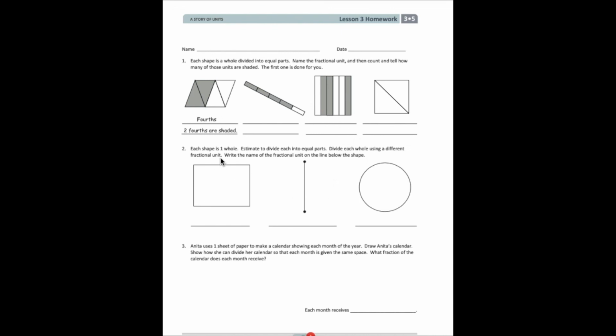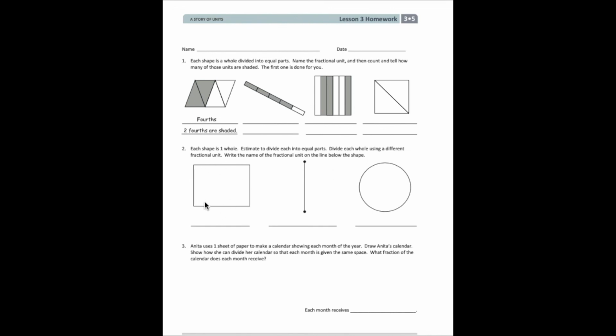Number 2 says each shape is one whole. Estimate to divide each into equal parts. Divide each whole using a different fractional unit. Write the name of the fractional unit on the line below the shape. So let's break this down. Each shape is one whole. Got it. Estimate to divide each into equal parts. So it's not telling us how many parts. It looks like that's up to us. Divide each whole using a different fractional unit. Okay, we have to use different fractional units. Write the name of the fractional unit on the line below.